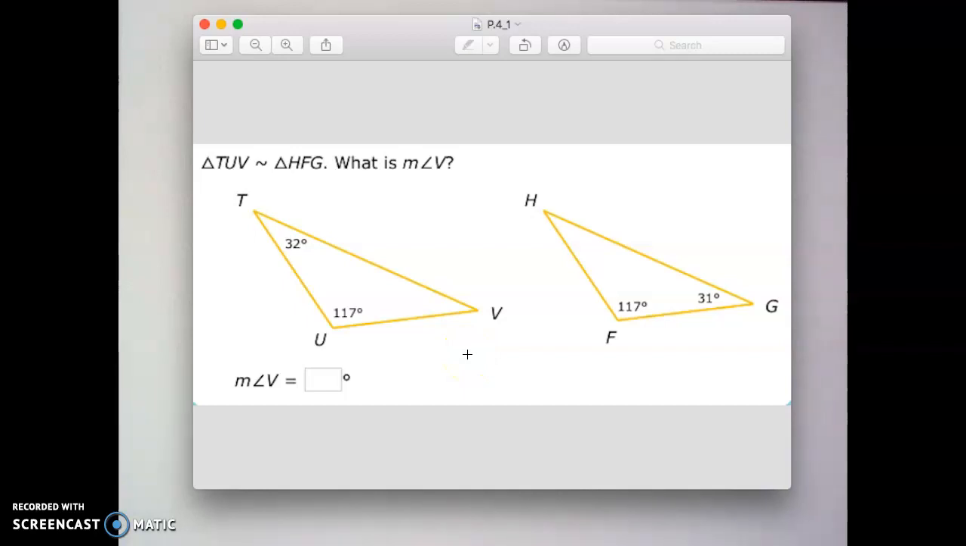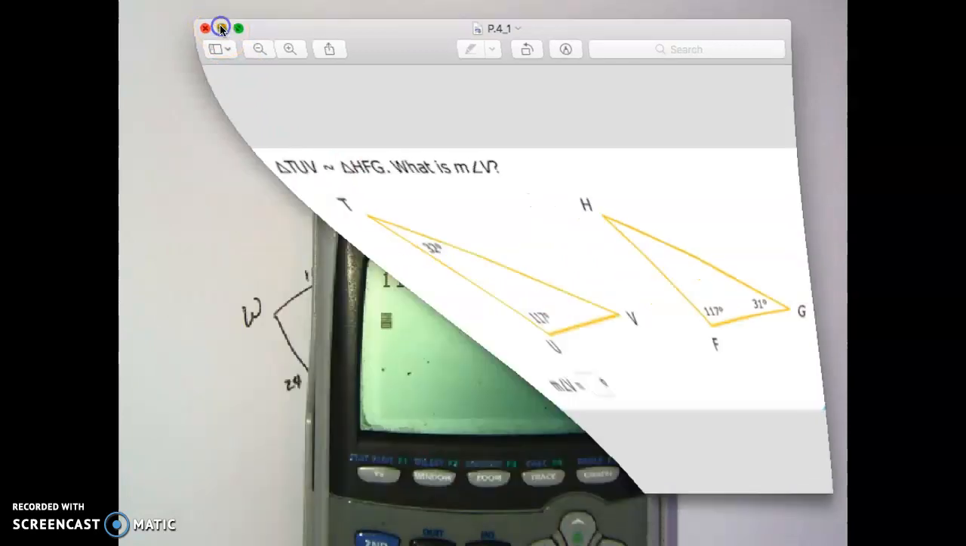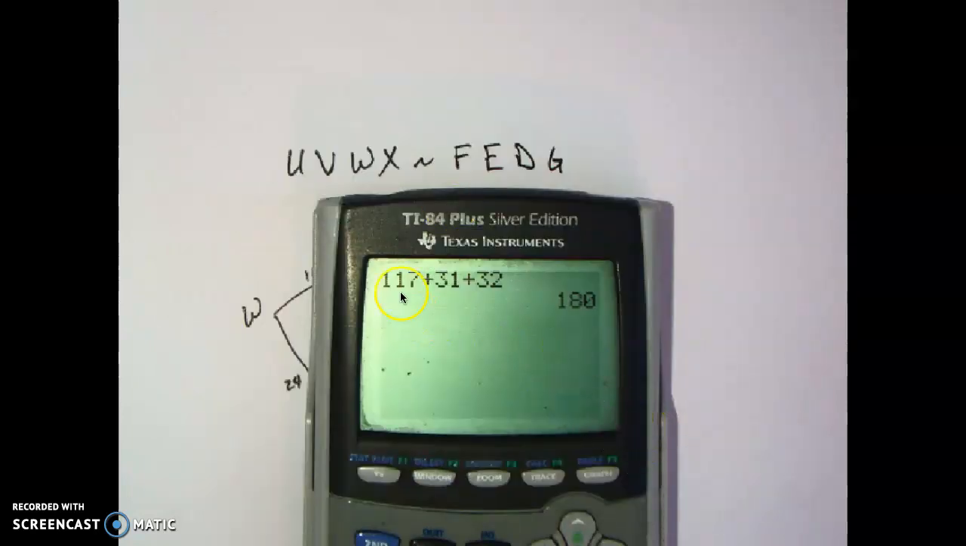The other thing we can check to make sure of is, remember, triangles add up to 180 degrees. So if I know that U is 117 and T is 32, if V is 31, does that actually add up to 180? And if we plug it into our handy dandy calculator, we see 117 plus 31 plus 32 does add up to 180.